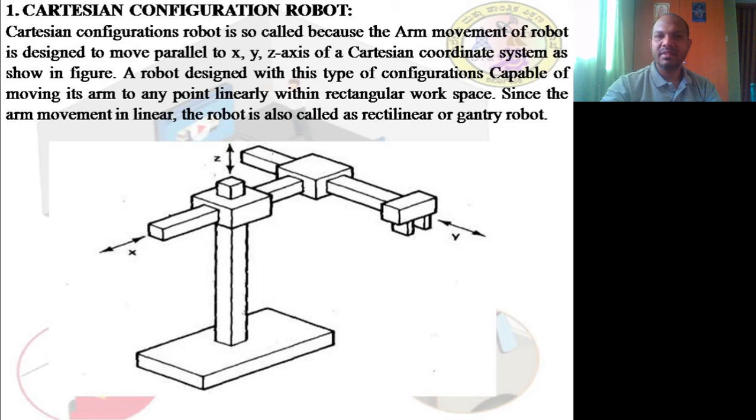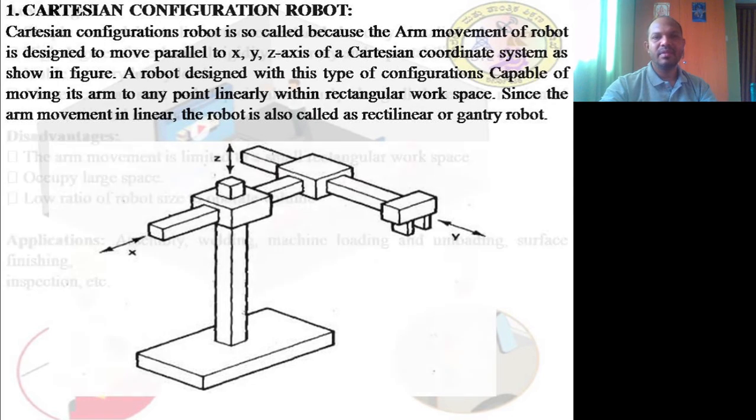The Cartesian coordinate configuration robot is so called because the arm movement of the robot is designed to move parallel to the x, y and z axes of a Cartesian coordinate system, as shown in the figure. A robot designed with this type of configuration is capable of moving its arm to any point linearly within a rectangular workspace. Since the arm movement is linear, the robot is called a rectilinear or gantry robot. This is the beauty of that.